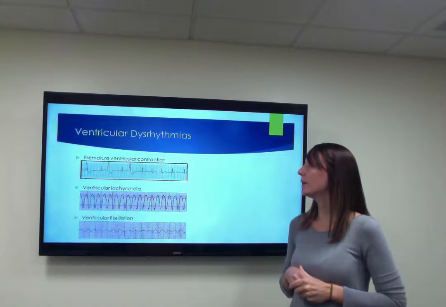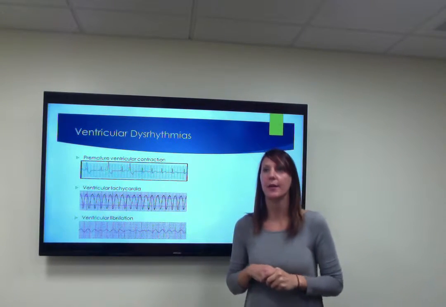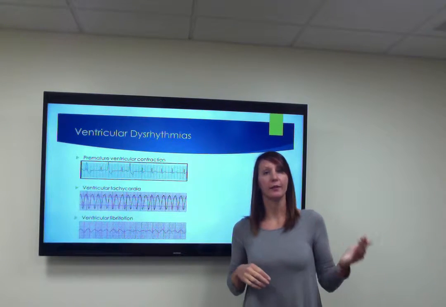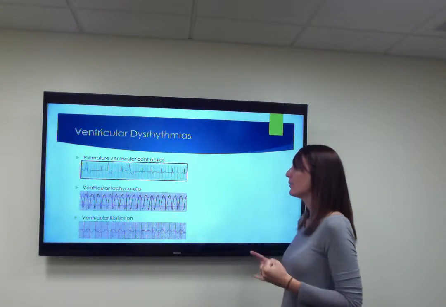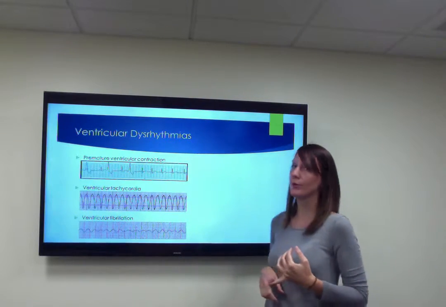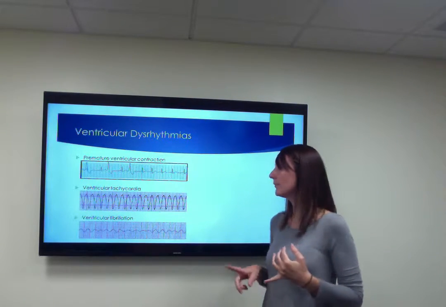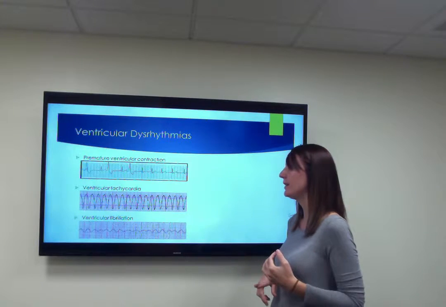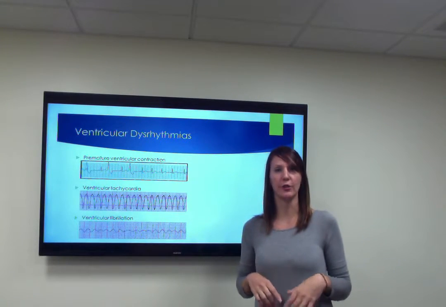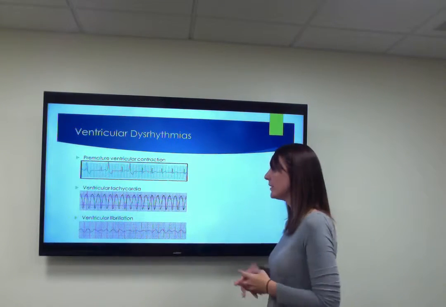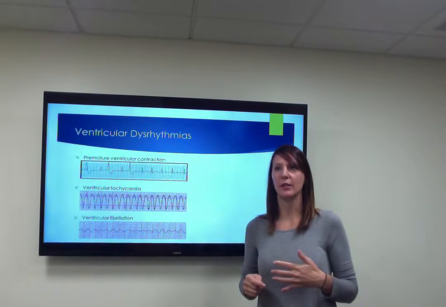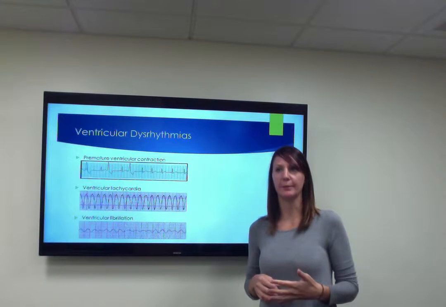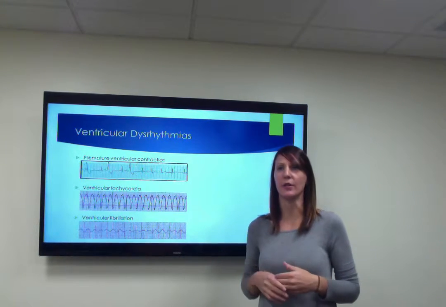Next, we're going to take a look at ventricular dysrhythmias. So these are dysrhythmias that, you guessed it, begin in the ventricles. They are premature ventricular contraction, also known as PVCs, ventricular tachycardia, known as VTAC, and then ventricular fibrillation, or VFib. So PVCs are actually a relatively common event where the heartbeat is initiated in the Purkinje fibers instead of the SA node in the atrium.